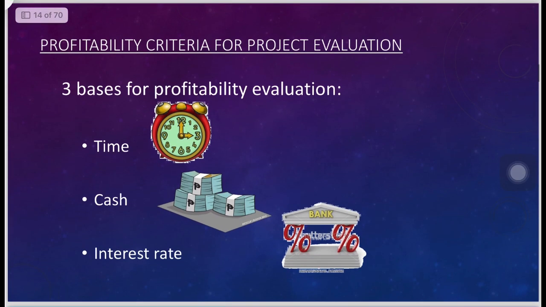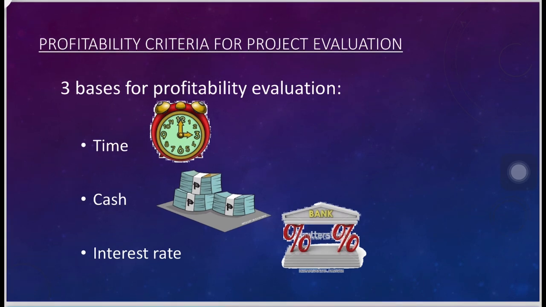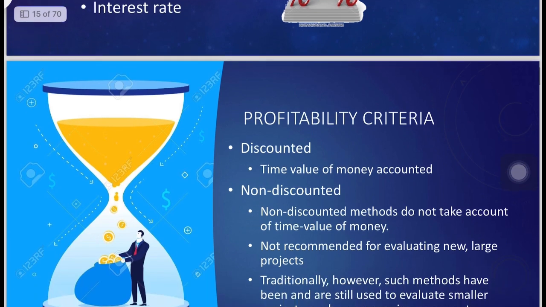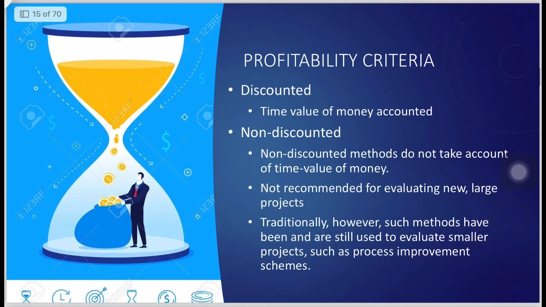Okay. So let's move on to the profitability criteria for project evaluation. There are three bases for profitability evaluation. You have the time, the cash, and the interest rate. All right. So for the profitability criteria, you have two types. You have the discounted and the non-discounted. The discounted includes the time value of money, while the non-discounted methods do not take account of the time value of money. So it is not recommended for evaluating new and large projects.